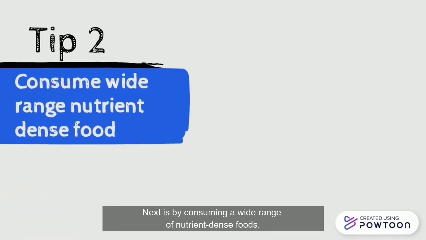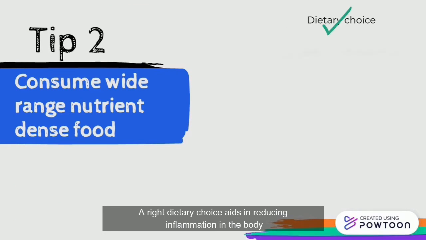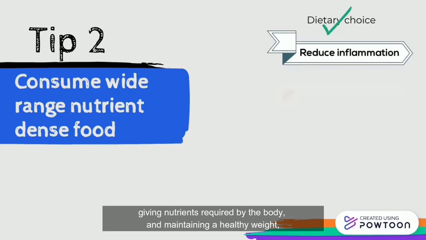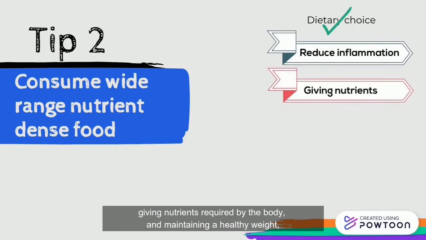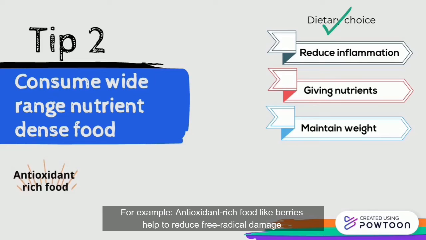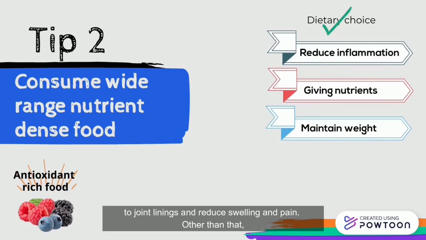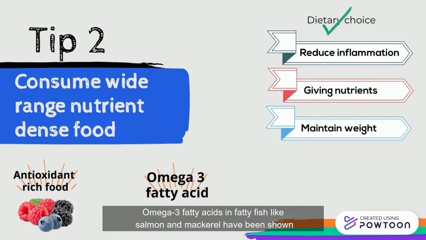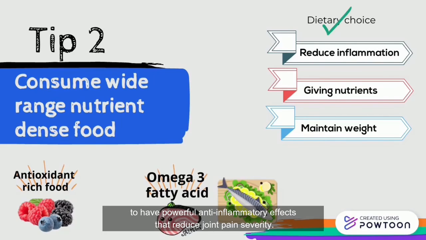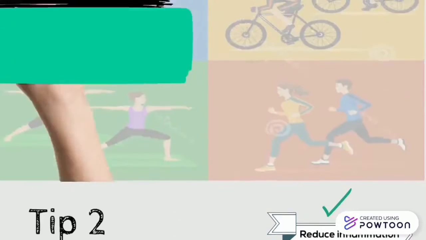Next is consuming a wide range of nutrient-dense foods. A dietary choice aids in reducing inflammation in the body, giving nutrients required by the body, and maintaining a healthy weight. For example, antioxidant-rich food like berries helps to reduce free radical damage to joint linings and reduce swelling and pain. Other than that, omega-3 fatty acids in fatty fish like salmon and mackerel have been shown to have powerful anti-inflammatory effects that reduce joint pain severity.